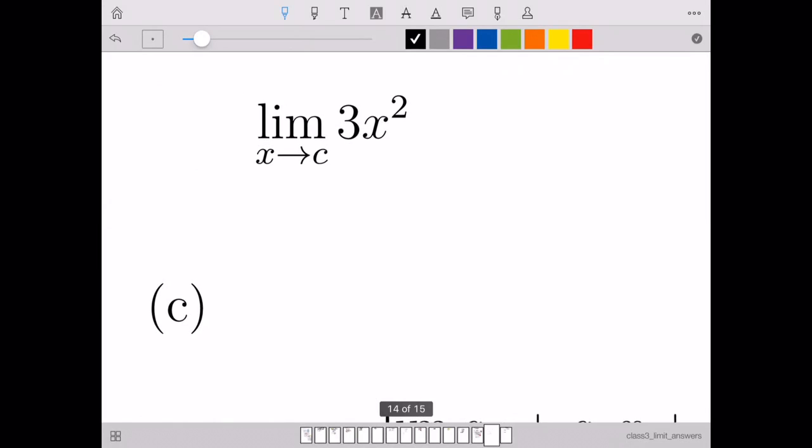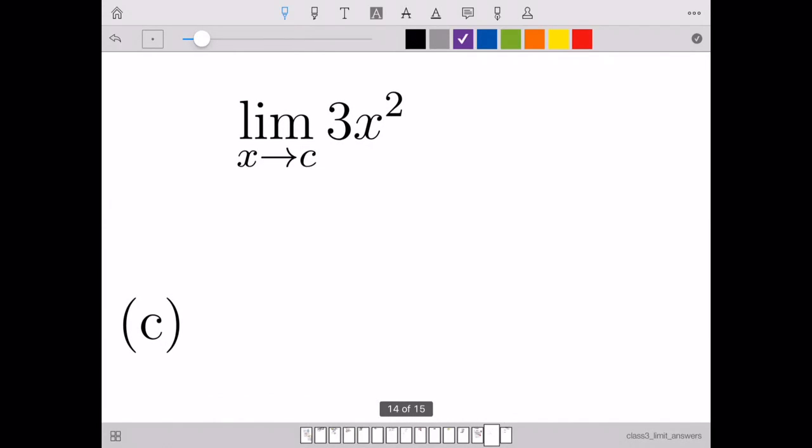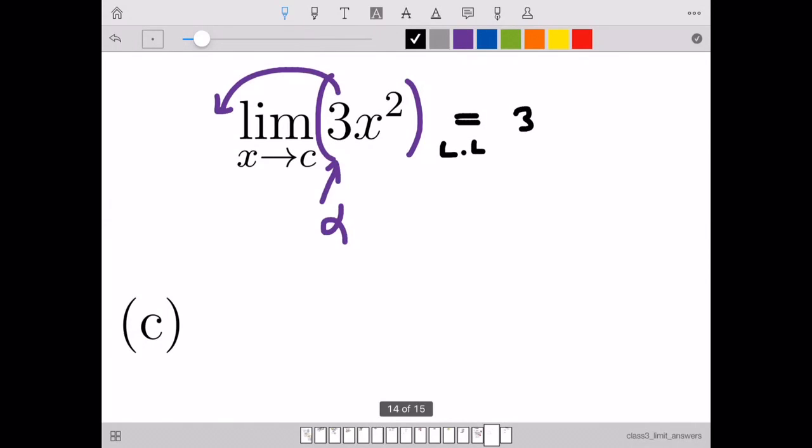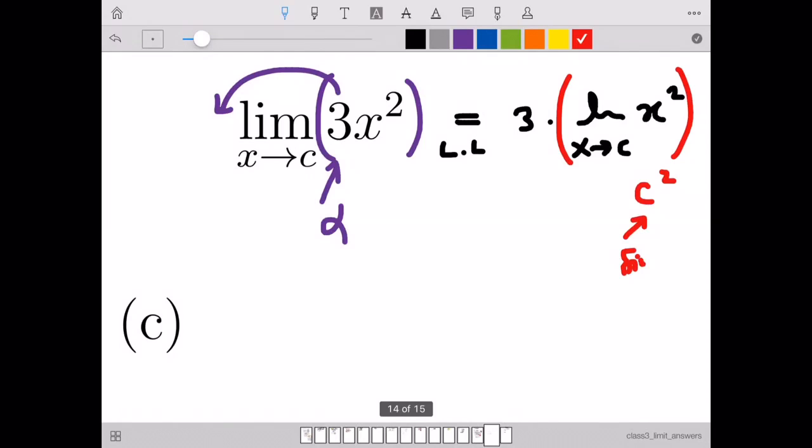B, limit x approaches c of 3 times x squared. We see that 3 is a constant, so it can be pulled out. So again, by limit law, it is 3 times limit x approaches c of x squared. We know that it has a finite number as its limit. c squared is a finite, definite number. Therefore, this is 3c squared.